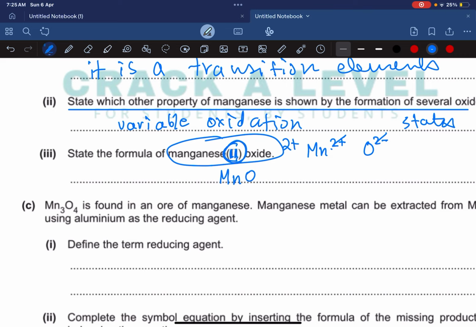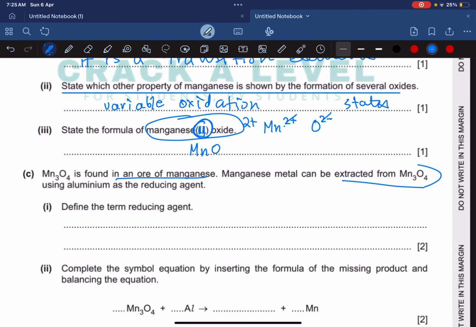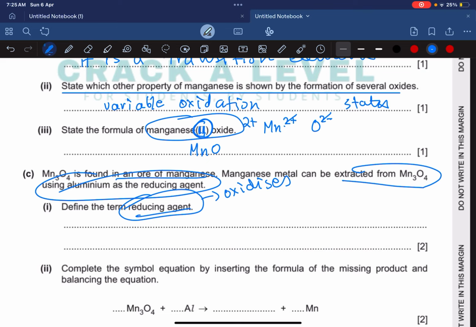Mn3O4 is found in an ore of manganese. Manganese metal can be extracted from Mn3O4 using aluminum as a reducing agent. Define the term reducing agent. A reducing agent is basically what itself oxidizes and reduces another substance. An oxidizing agent is which itself reduces and oxidizes another substance.